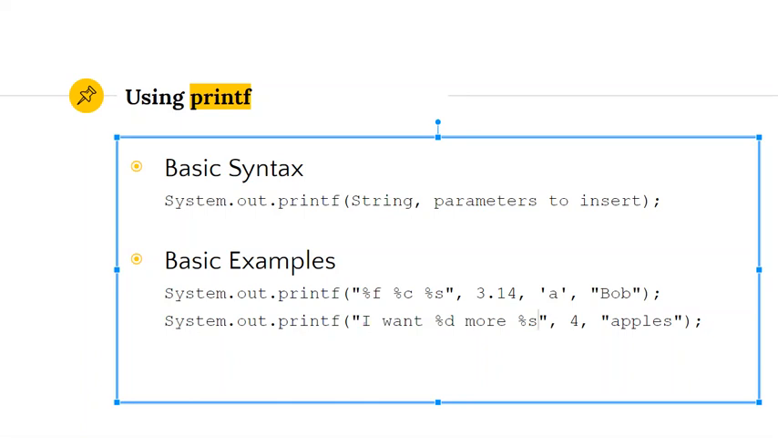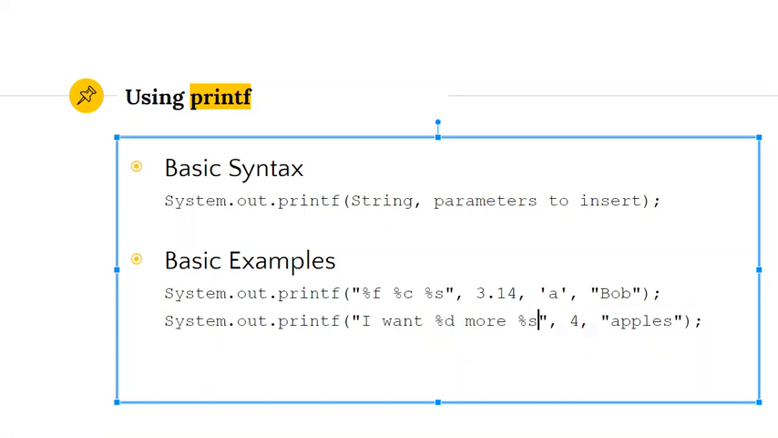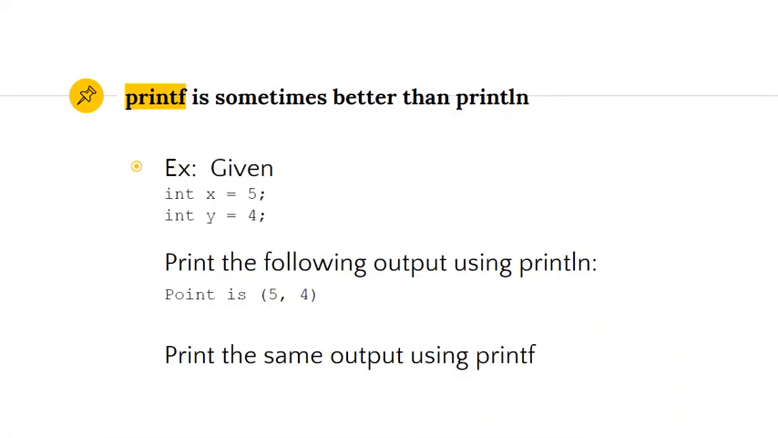Here's another example. When I say printf, I want more %d, more %s, that means take this integer, %d is the tag for integer, and insert it into the string right there. And then apples, let's go with green, %s, insert this string right there. I'm going to show you one example, and after it, I think you'll agree that printf is a lot easier than println in many situations.